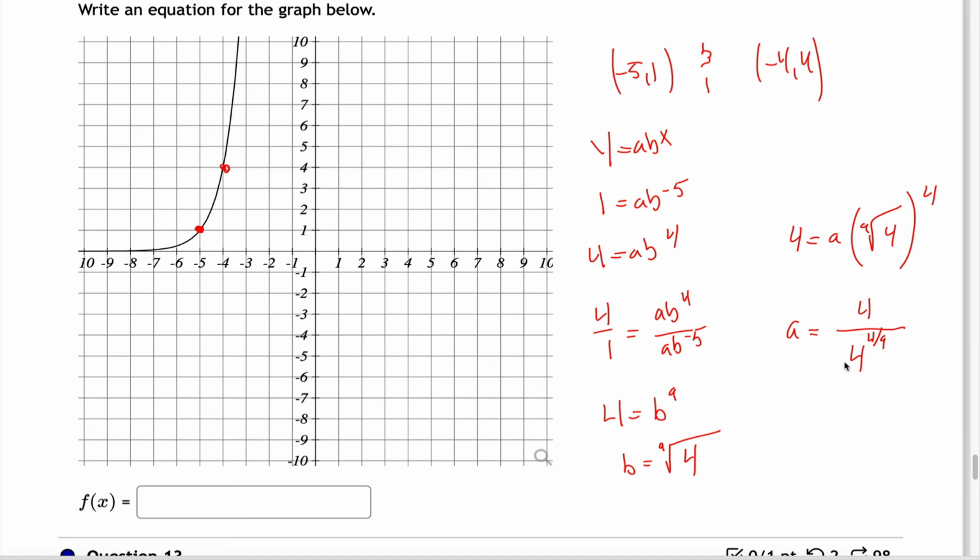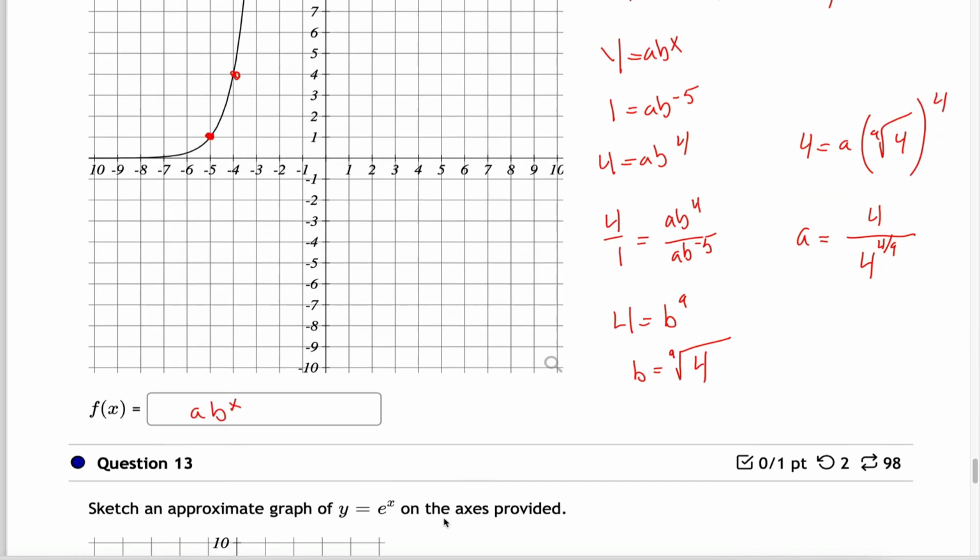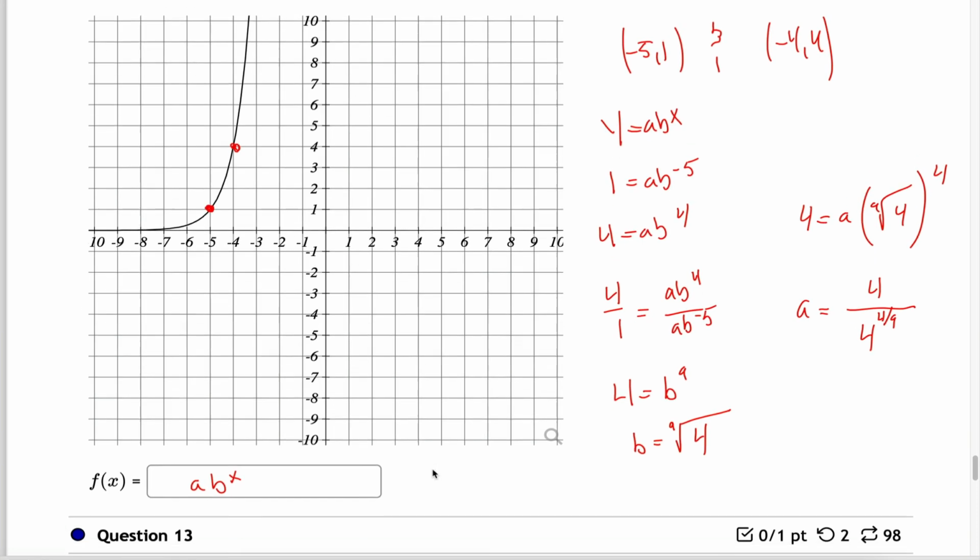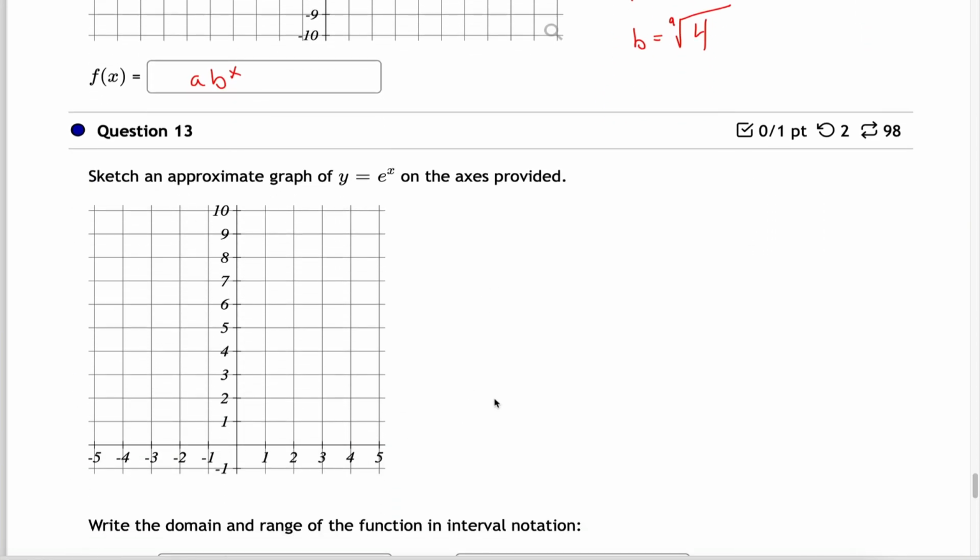A lot of 4s and 9s going on in this problem. Once I know a and b, I can write y equals a times b to the x and get my answer here. The remaining problems, not super important. They're kind of some leftover stuff that I wanted to show you.